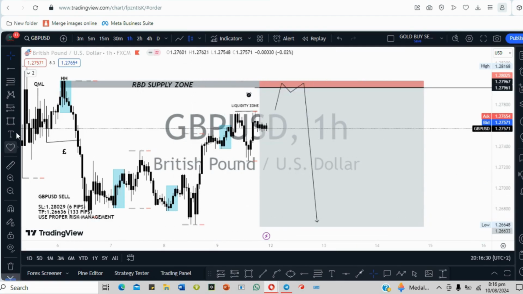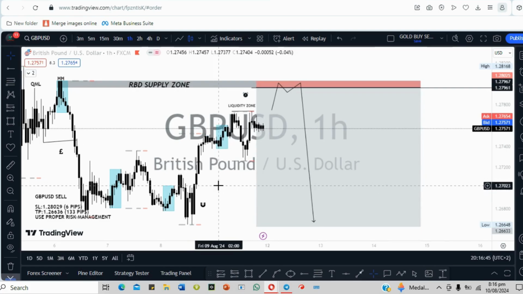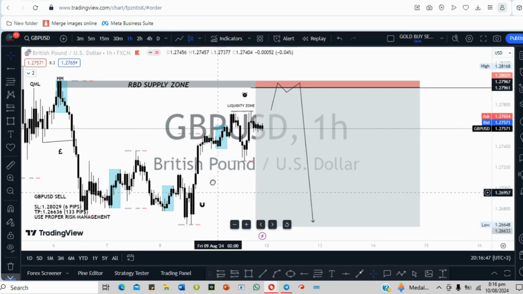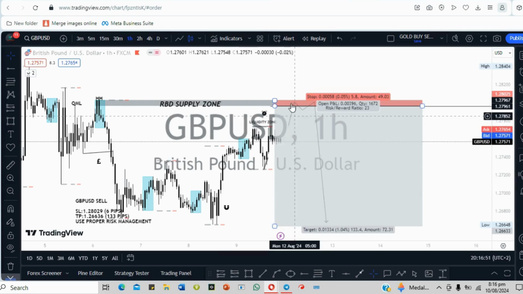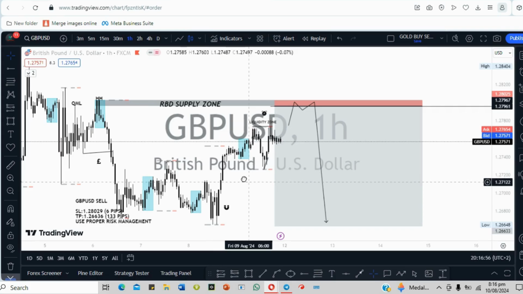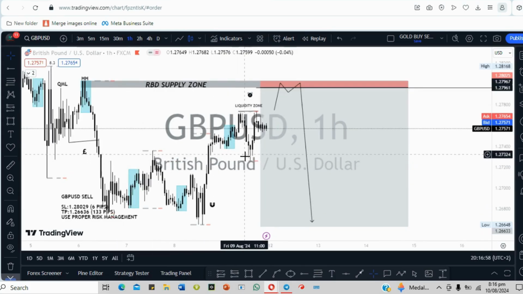Why I'm targeting this low is that we also have these inefficiency candles right here. I know that the market loves to create these, and they can act as magnets to push price towards those areas. So this is what I'm going to wait for. I'm going to wait for the market to come into this area and give me an entry signal, and only if that happens will I get involved.